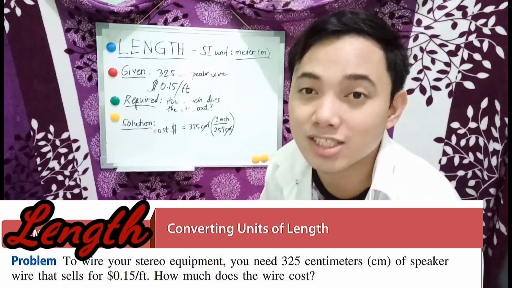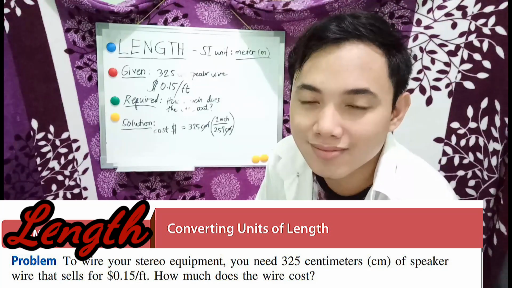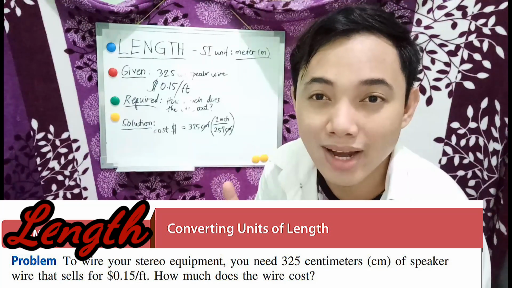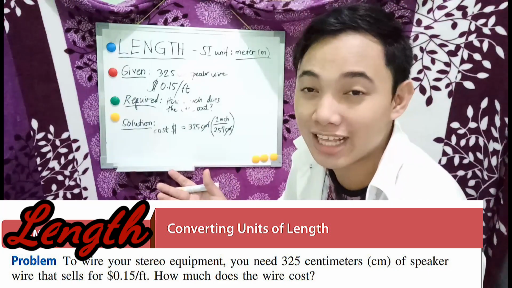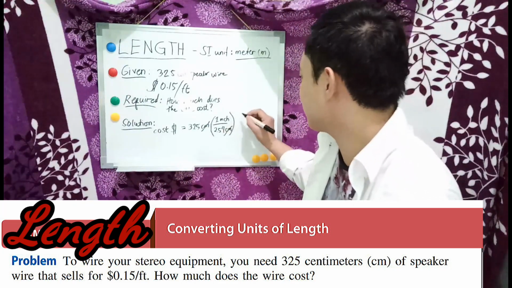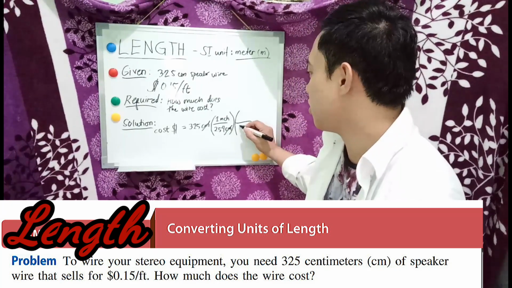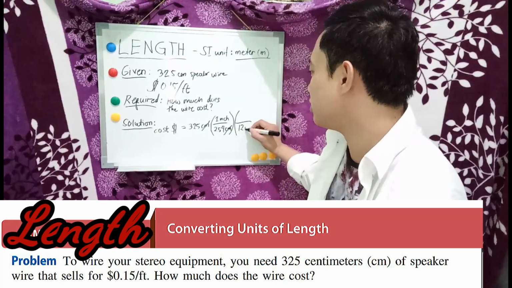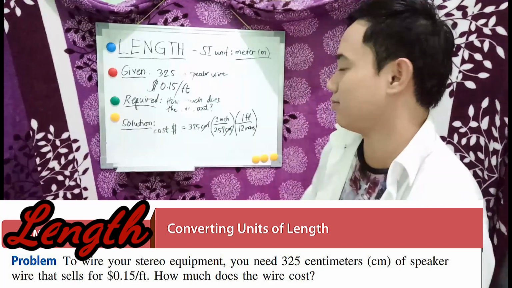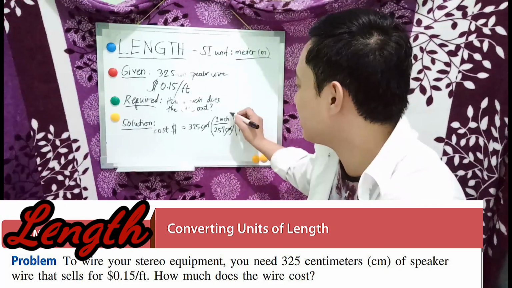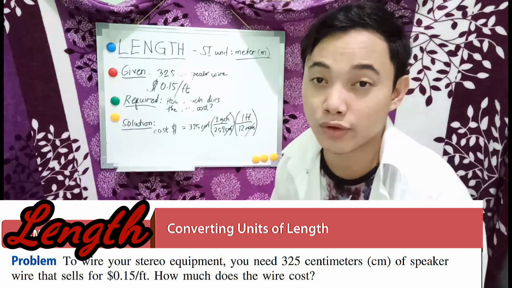Ngayon, yung inch, i-convert natin into feet per foot. So, 1 foot is equivalent to 12 inches. So, makaka-convert na natin siya into foot. So, 12 inches is equivalent to 1 foot. So, makakancel out yung inch, maiwan yung foot.